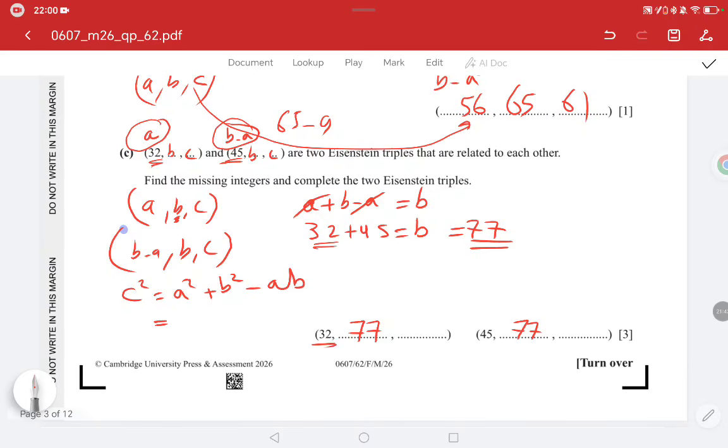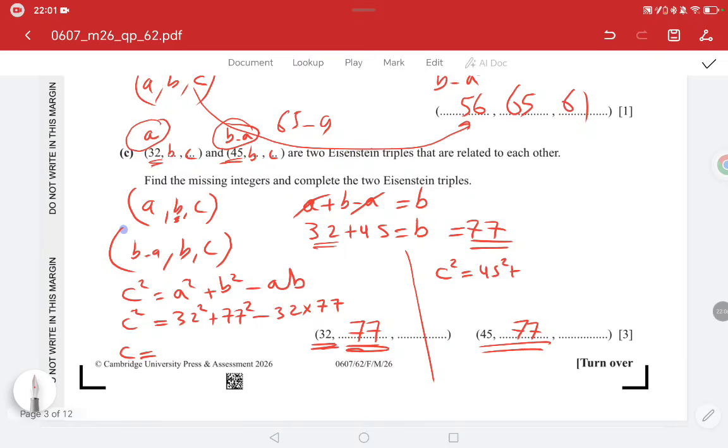Which values do we have? We have this one and this one. So 32 squared plus 77 squared minus 32 times 77. This will give you C squared, then take the square root to find C. The same for the other one. So C squared equals 45 squared plus 77 squared minus 45 times 77.